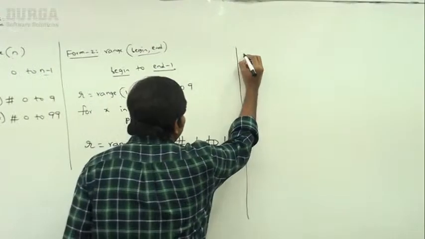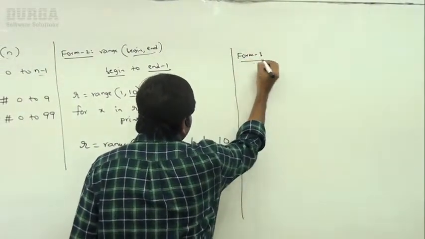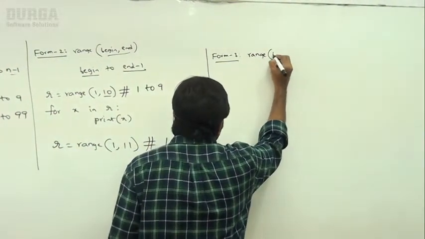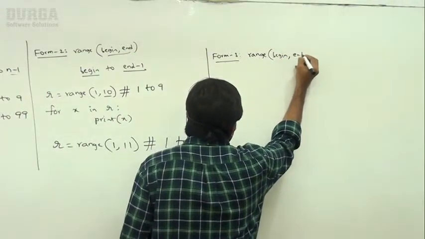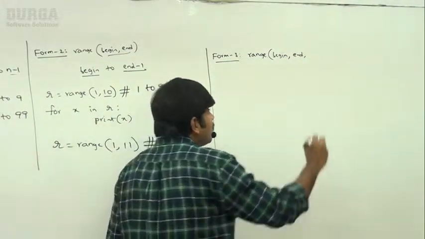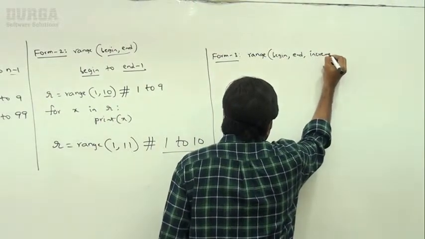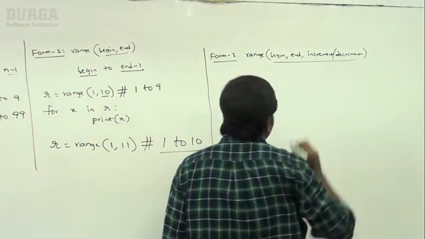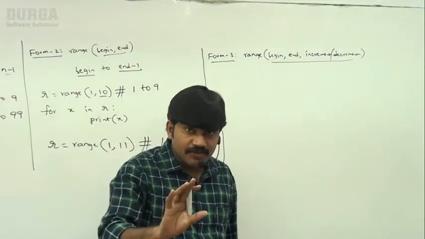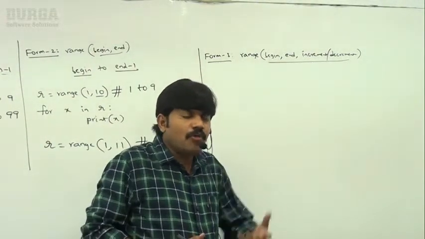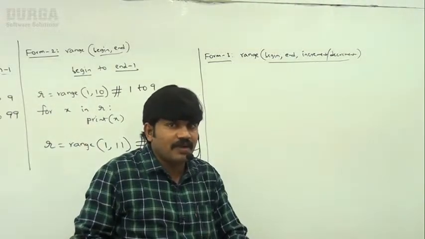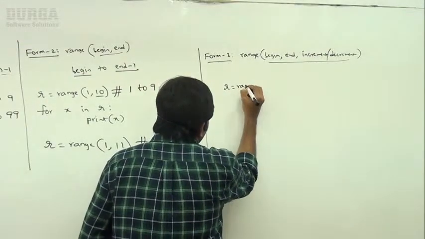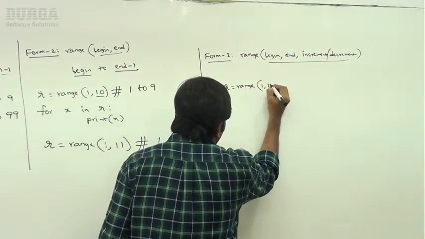Have a look once. Here I'm taking form 3, sir. Range of begin, end, and third one, the increment or decrement value. Begin, end, increment or decrement value. Sir, what does it mean? How much increment do you want? I will explain with an example so that you get much clarity. Observe very carefully, sir. r is equal to range of 1 comma 10.